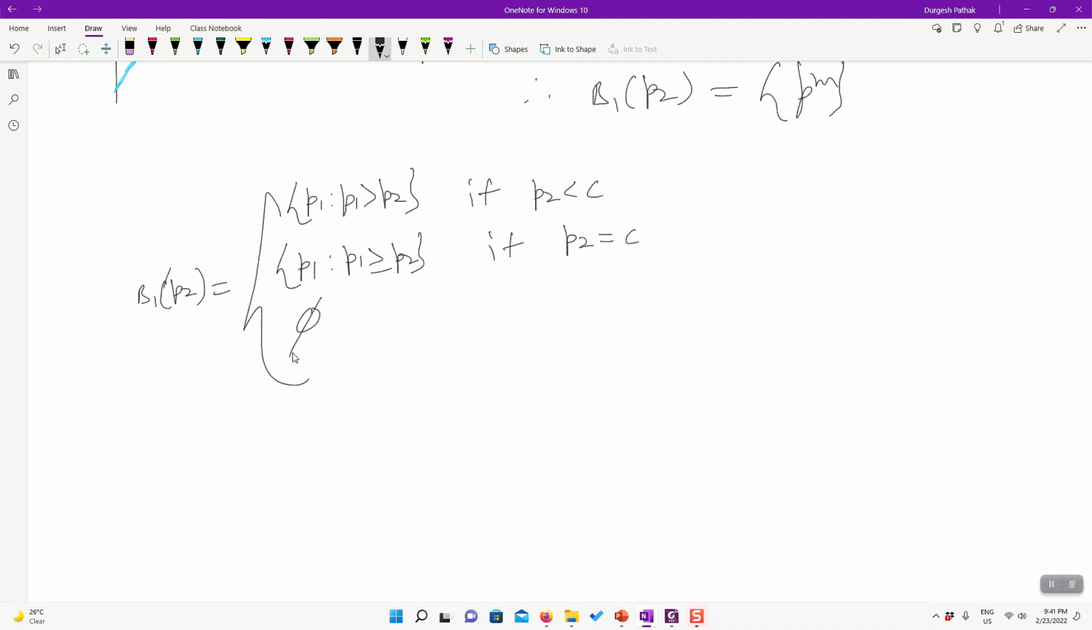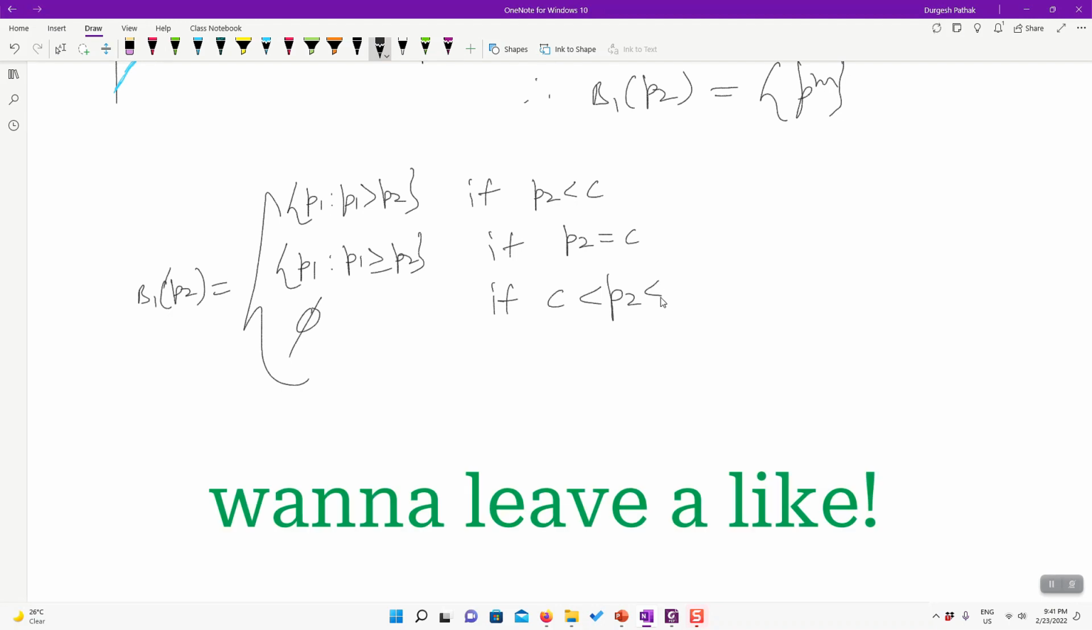And it will be phi if this condition is holding, that P2 is greater than C but less than or equal to PM, and it will be exactly equal to PM if P2 is greater than PM. So we got all four conditions of our best response function.